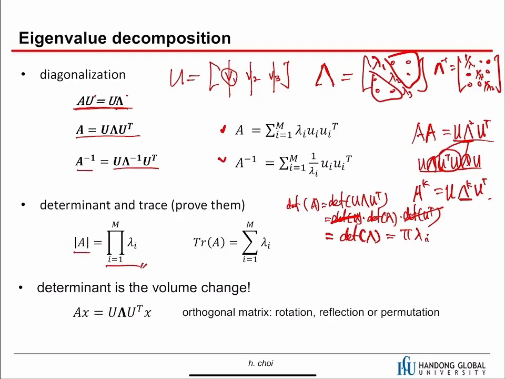So once we have an eigendecomposition, then the determinant of the matrix is really simple. Just multiply all the eigenvalues. And the trace of A is also simple. Trace A.